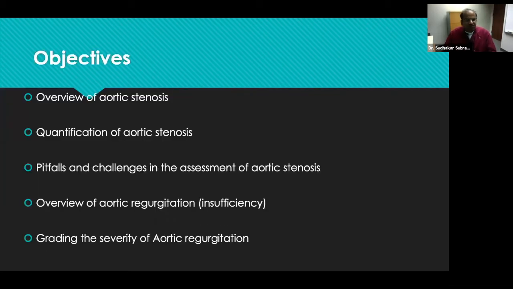So at the end of the session, the audience are going to get some information about aortic stenosis, the way to quantify the severity of the stenosis, some of the challenges and pitfalls associated with some measurements, and briefly about aortic insufficiency, commonly called aortic regurgitation. And also we'll talk about the various methods of utilization for grading the severity of aortic regurgitation.